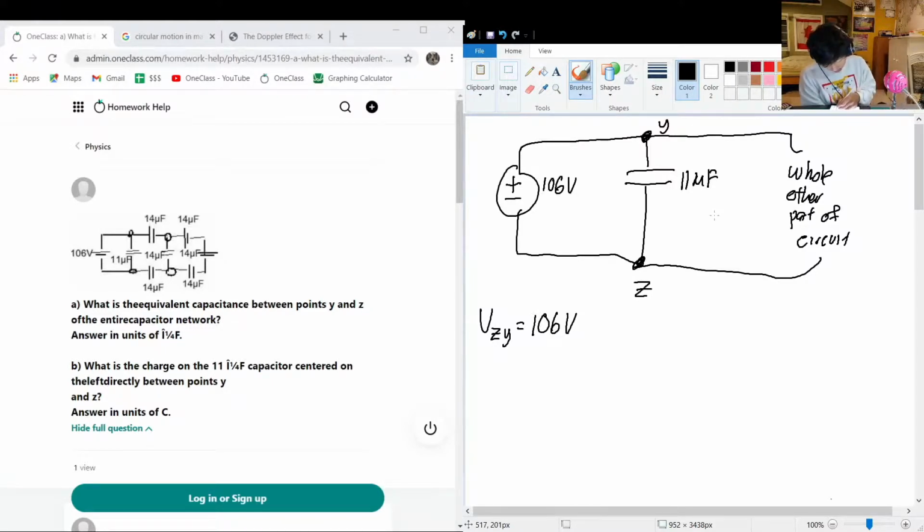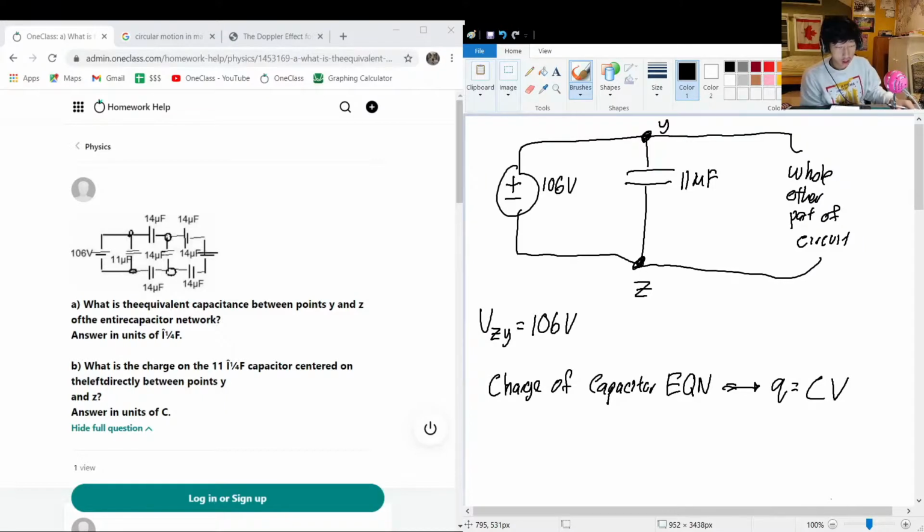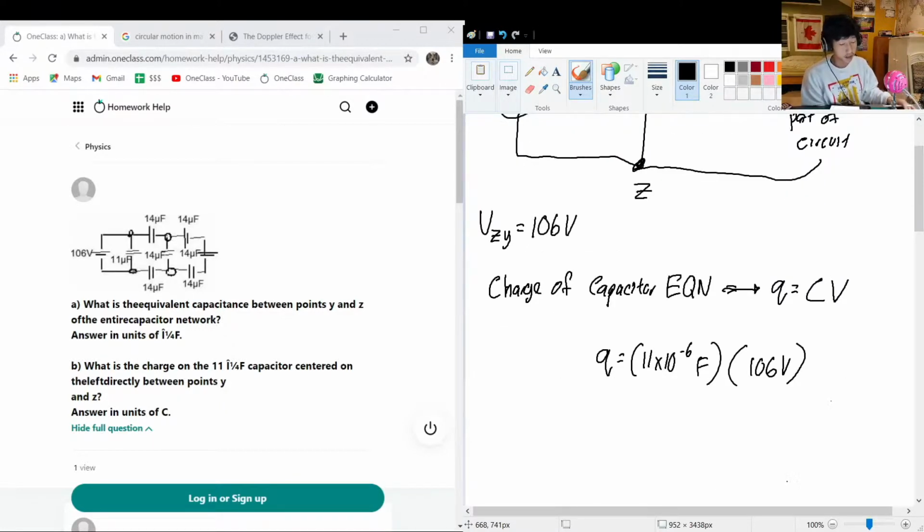Okay, now we know that the charge of a capacitor equation looks like this. So we have Q equals CV. We're pretty much just trying to solve for Q, because it's asking us the charge. So we just got to multiply 11 microfarads. So Q equals 11 times 10 to the negative 6 farads multiplied by 106 volts. And that should give us the charge on the capacitor. So let's ask our calculator.